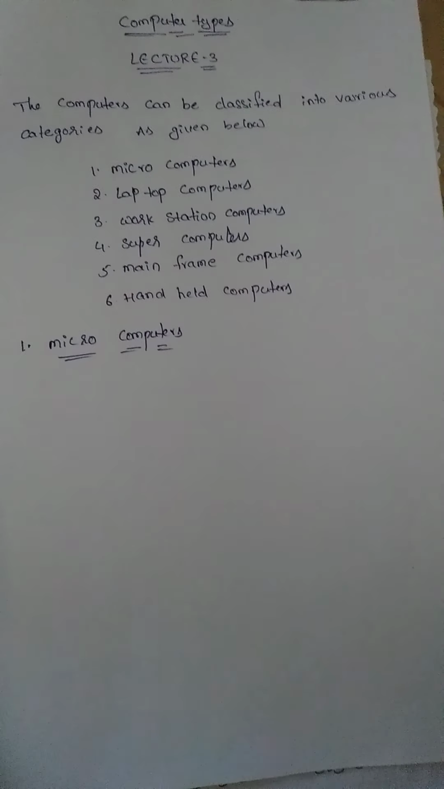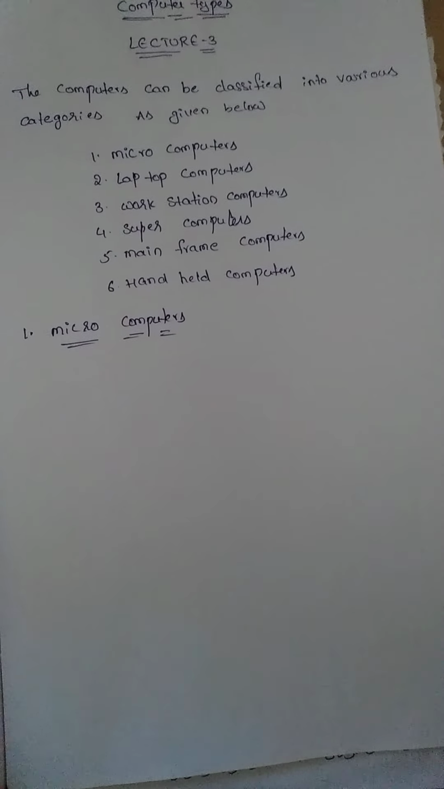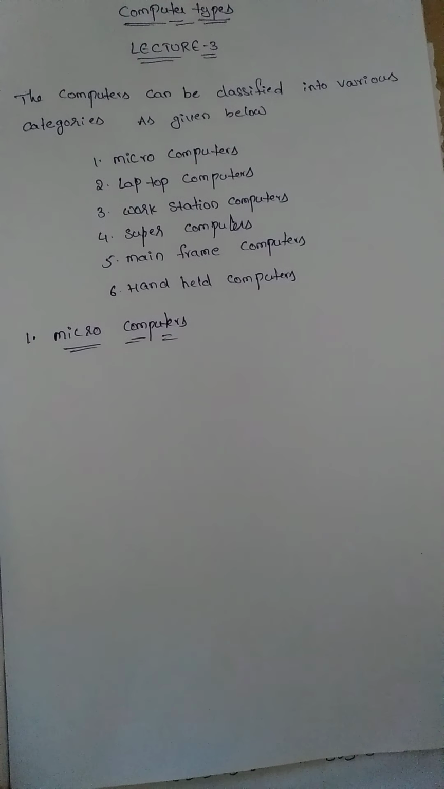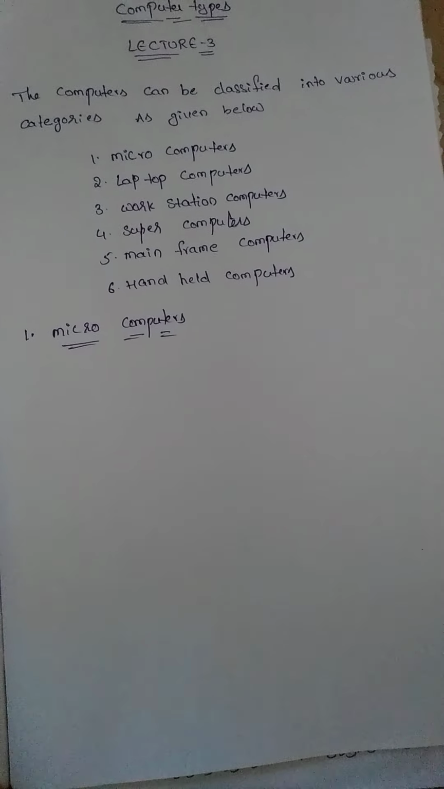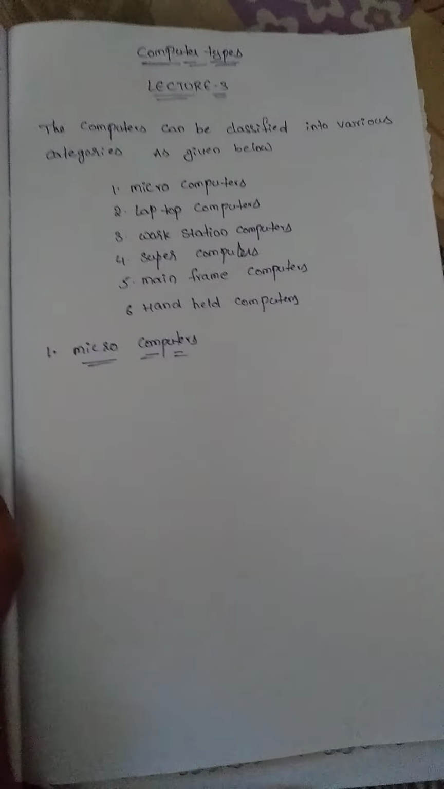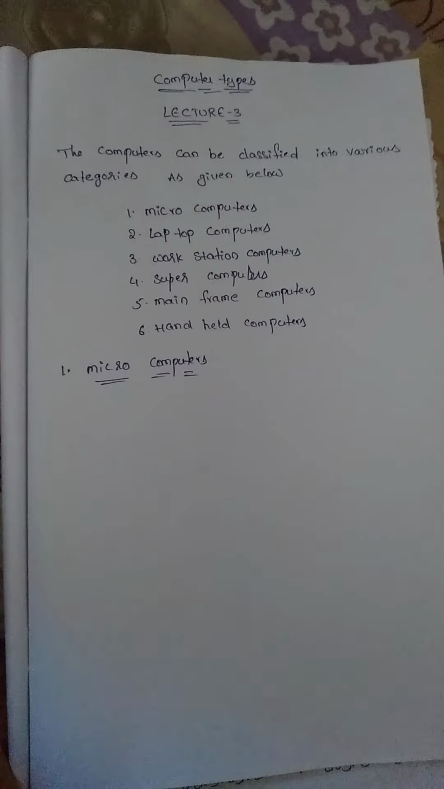Hi friends, in the last lecture we learned what the basic components of a computer are. The basic components of a computer are the CPU, central processing unit, memory, and input output components. And in today's lecture we are going to learn about computer types.